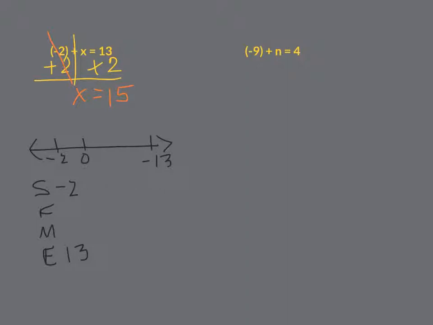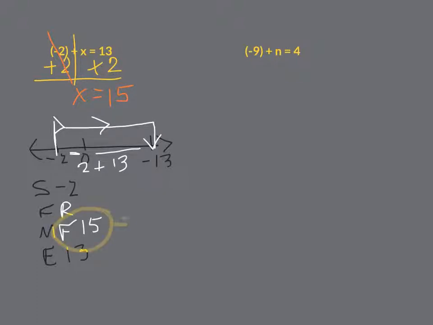So I'm going to start on -2, just like I'm told to. I'm adding, so I'm facing to the right. I'm going to move in this direction to get to the 13. So if I'm facing to the right and moving to the right, that of course means I'm moving forward. Just how far did I move? Well, I moved 2 here, plus another 13 here, so 2 plus 13 is 15. So there, of course, is my answer, which is positive 15.